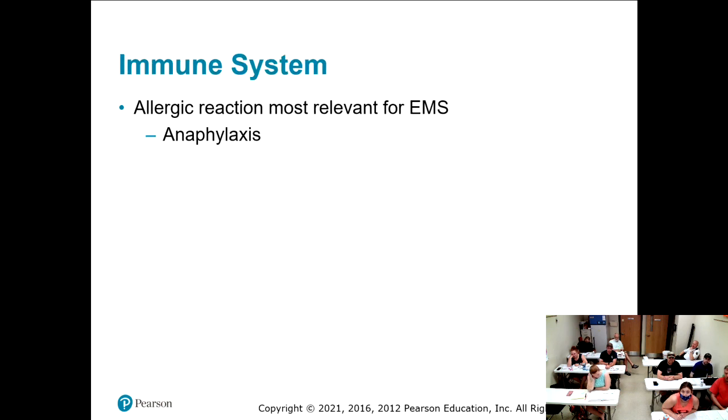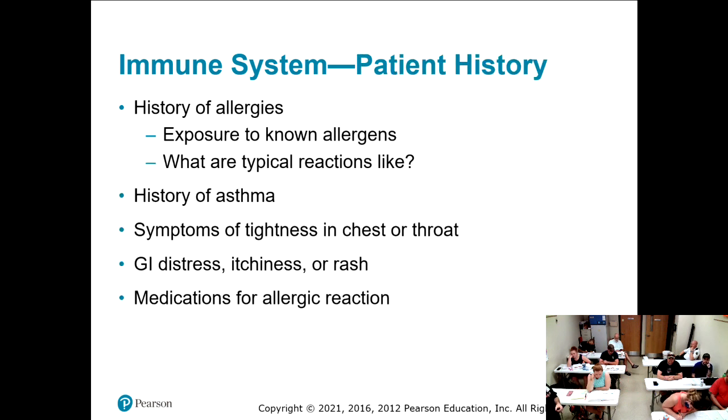All right, immune system. Really the only relevant immune system issue we're ever going to deal with is anaphylaxis. So we want to know what kind of history they have with allergies. Is it food-borne allergies? Is it medication-borne allergies? Is it environmental, so bee stings? Poison ivy can also, I've heard cases of poison ivy and poison oak having anaphylactic reactions with patients. And then what do their reactions typically look like?